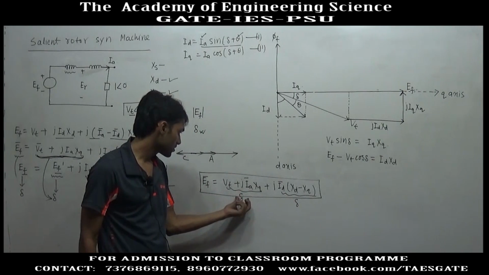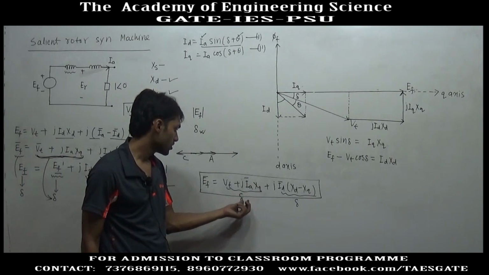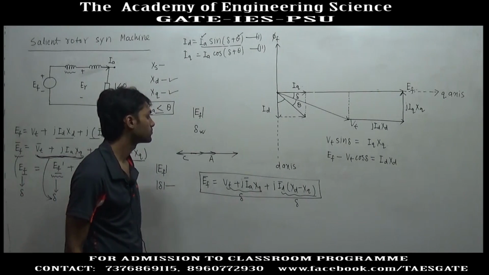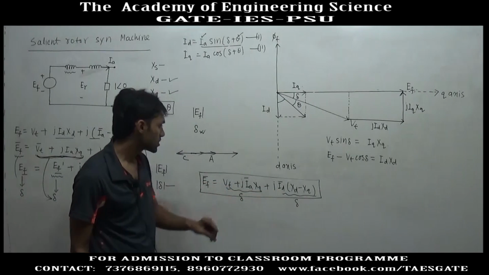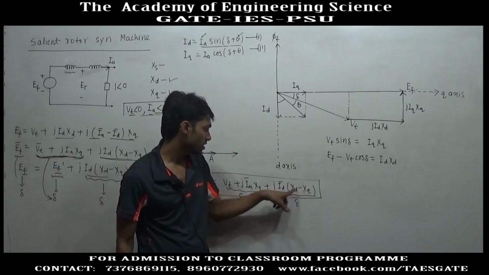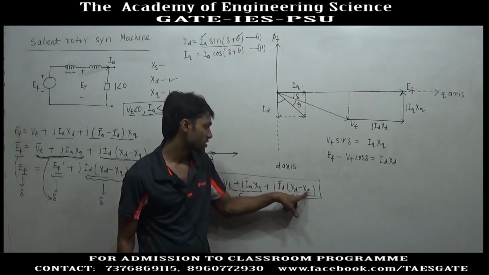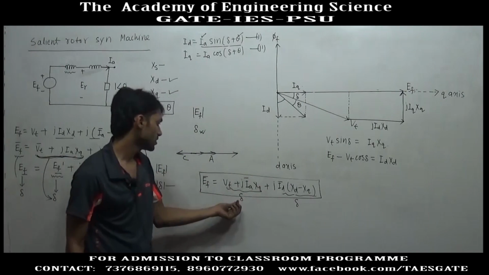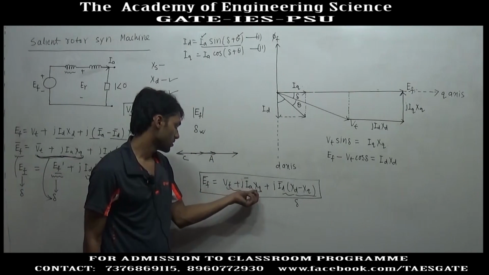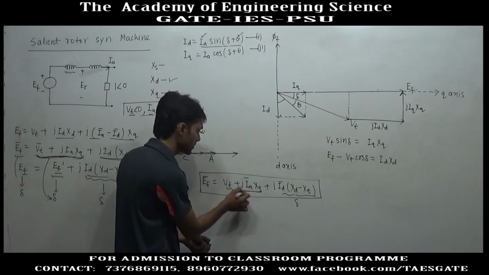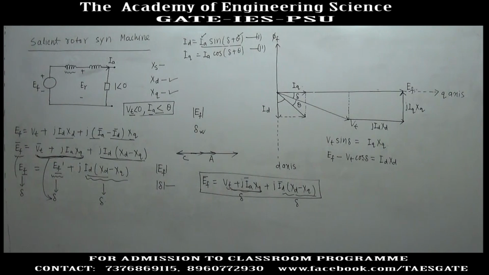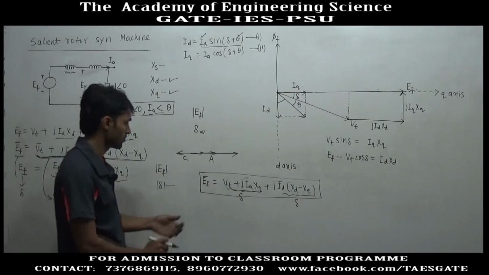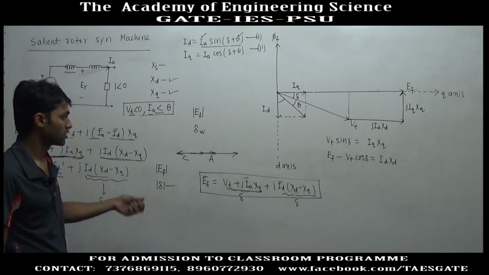After calculating this vector, you will know the value of delta, and after calculation of delta, you will know the value of Id. You just multiply Id into Xd minus Xq and add this term to the previously calculated term. You will get the magnitude of EF. So, based on this formula, we will do numericals in a different video lecture.